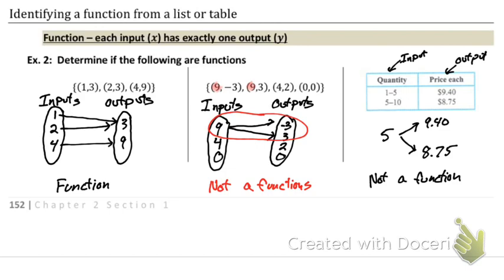Ask yourself, does that get mapped to two different places? And in the real world, it doesn't make sense either. That's why functions really apply to real world aspects. That wouldn't make sense if you ran a store and you're just like, if you bought 5, you choose what you pay.